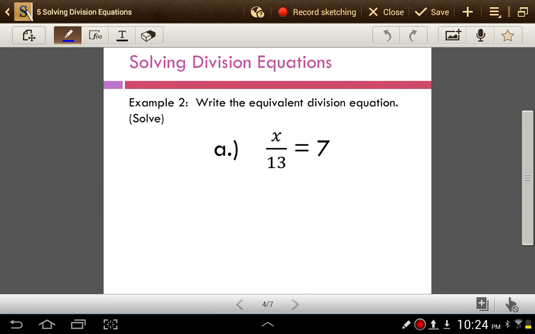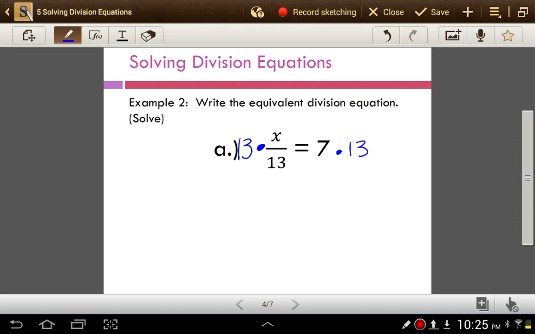Okay, our first example where I want to solve, I have x divided by 13 equals 7. Okay, so that fraction stands for my division. So in order to solve that division problem, I'm going to multiply both sides by the number I'm dividing by. Since I'm dividing by 13, to solve it, I'm going to multiply by 13. I like to use a dot in this example. I'm going to do a multiply by 13 on this side, and I'm going to do a multiply by 13 on that side. So I've multiplied both sides by 13.